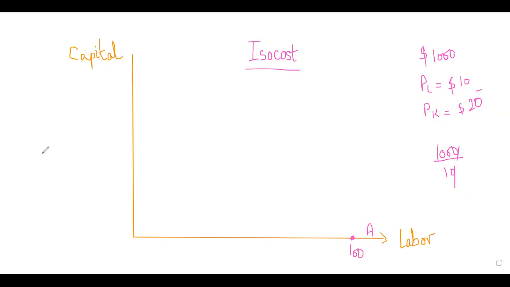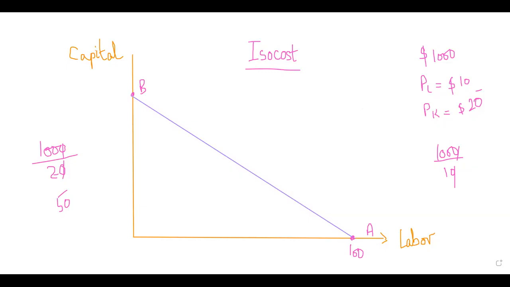On the other hand, if the company spends all of its investment on hiring capital, then that would be 1,000 divided by 20, because each unit of capital costs $20. So that would give you a maximum of how many? 50 units. So the maximum quantity of capital that you can hire, if you spend all of your investment on capital, would be 50 units. Now you connect these two dots, A and B, and you will get the ISO cost for the firm.